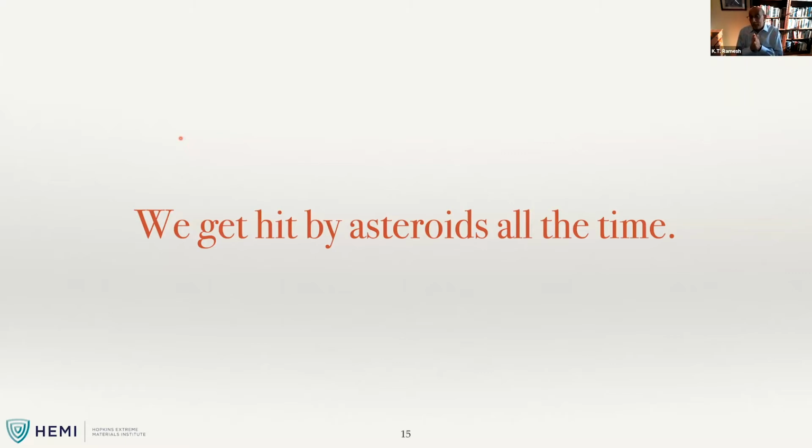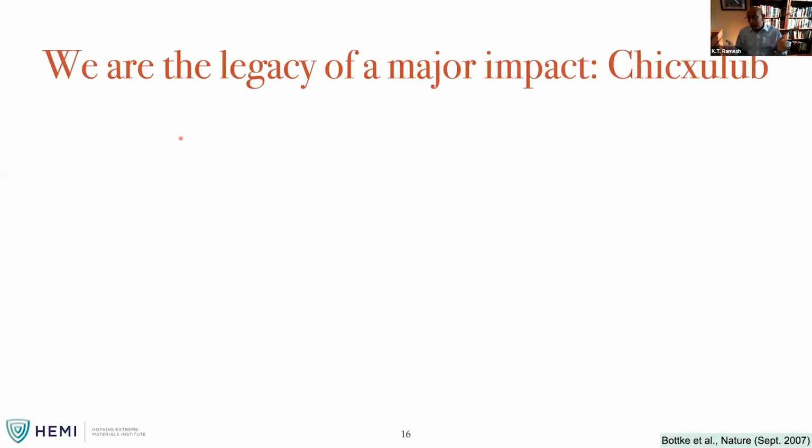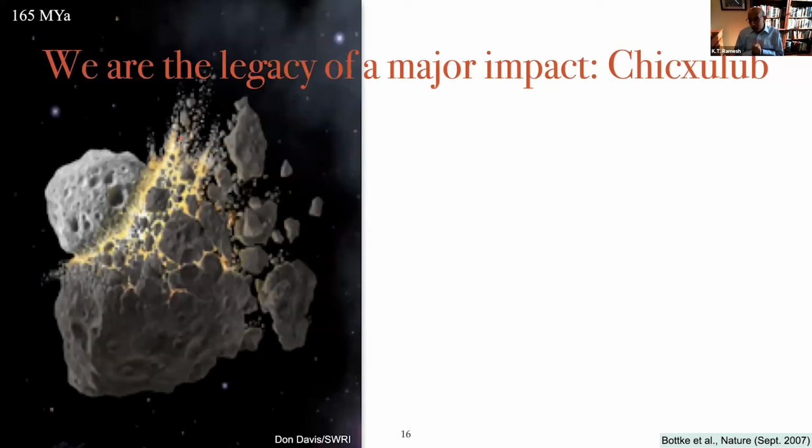Now, the fact is we get hit by asteroids all the time. In fact, we as humans, and most of you probably know this, we are actually the legacy of a major impact, which is the Chicxulub impact. So here's the story. We'll try to construct a story for you out of this. The data is a little harder to piece together statistically, but around 165 million years ago, so the theory would go, there was a large impact in the asteroid belt.